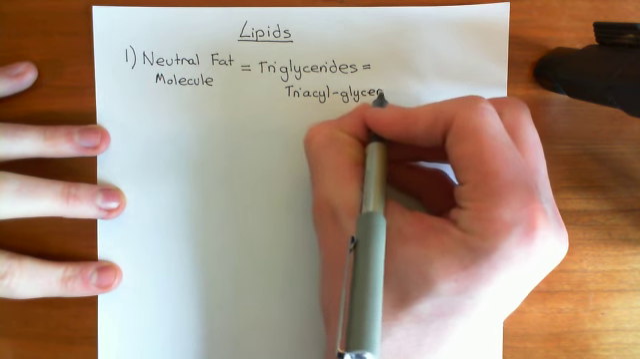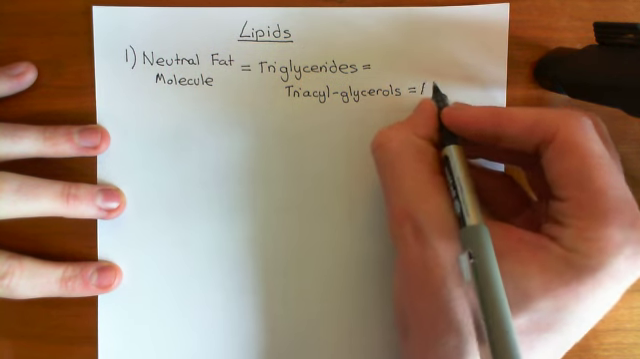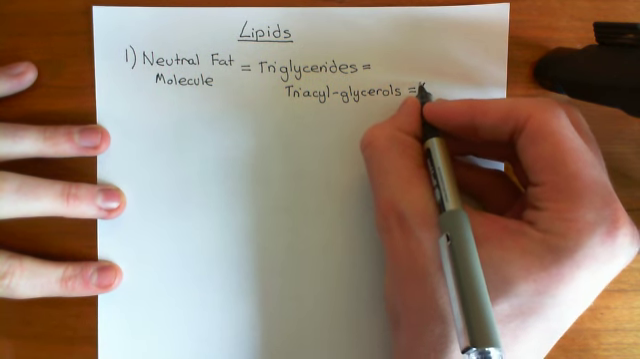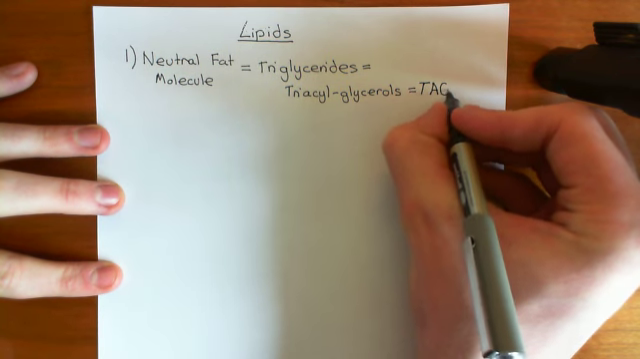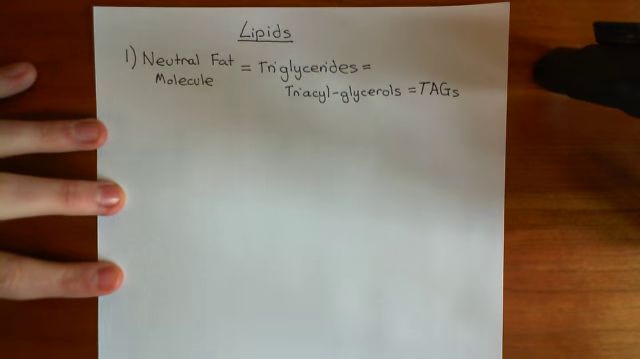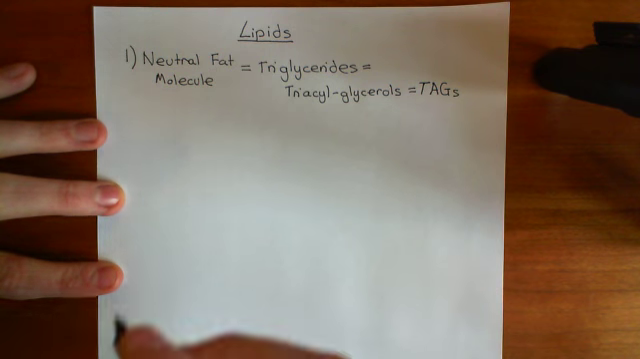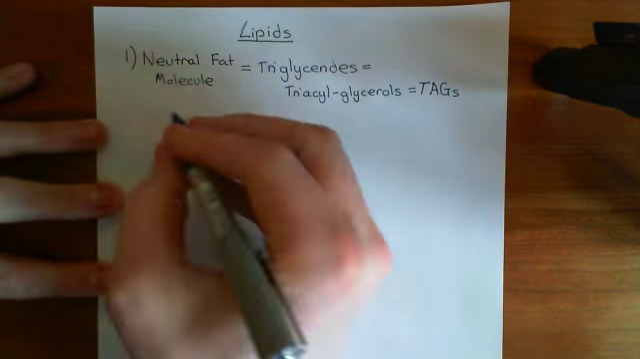Right. And for short, triacyl glycerols can be abbreviated to TAGs. So T for tri, A for acyl, and G for glycerols. So triacyl glycerols, triglycerides, neutral fat molecules, whatever you want to call them, they are the most common form of lipid molecules, and we'll discuss their structure in a moment.